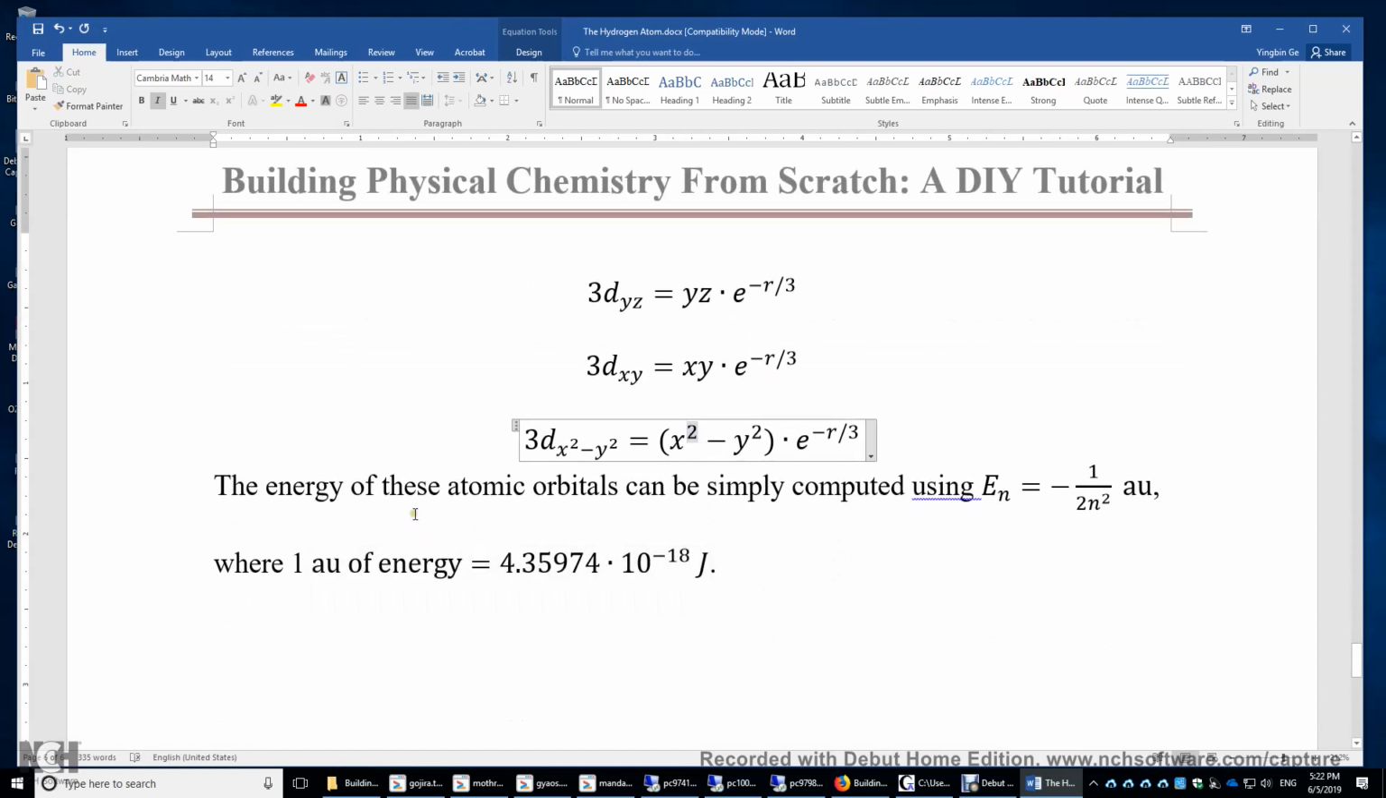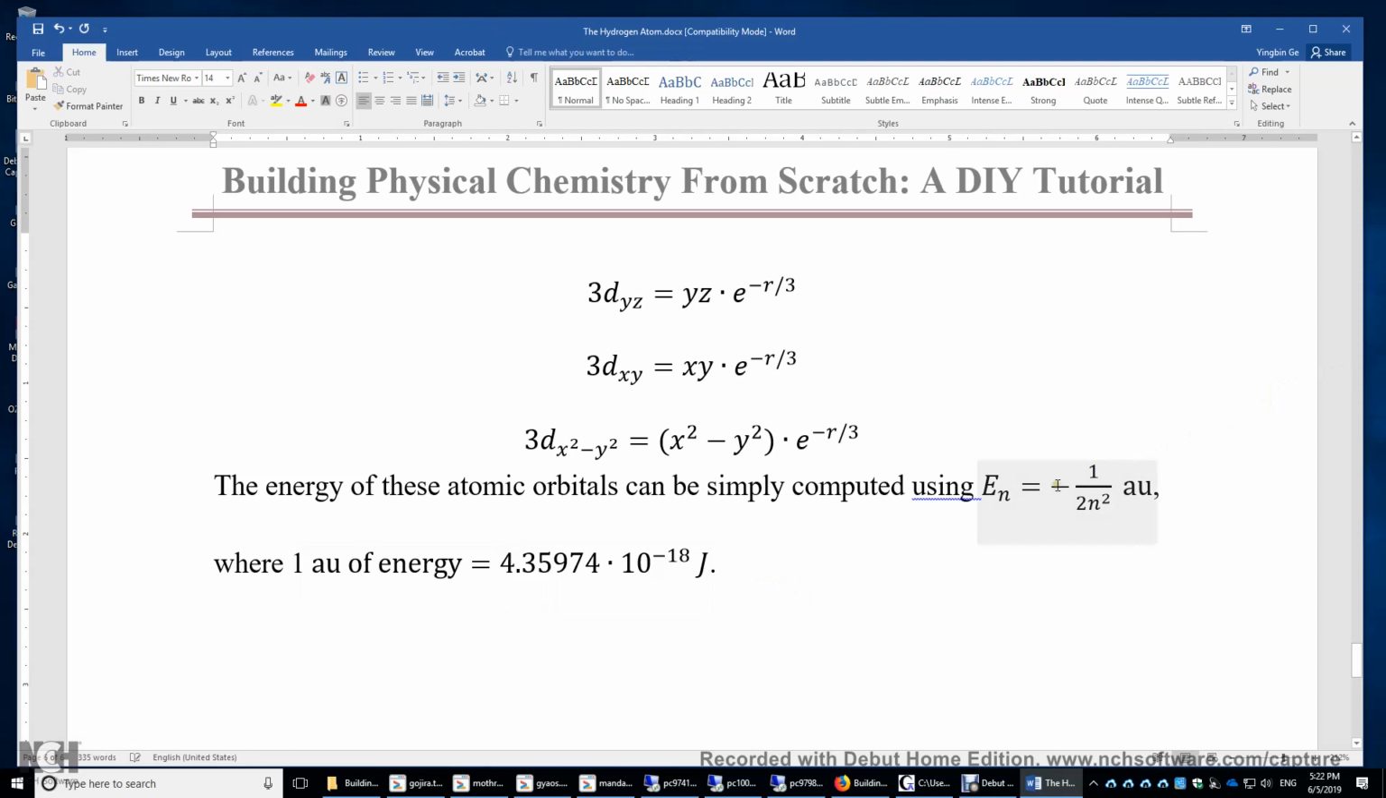And how to get the energy of those atomic orbitals? The equation is very simple. You just need to know the principal quantum number n. And then the atomic orbital energy, E sub n, equals negative 1 over 2n squared atomic units. One atomic unit is 4.36 times 10 to the power of negative 18 joule.